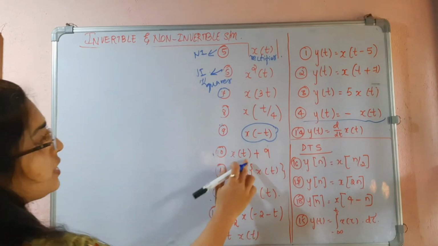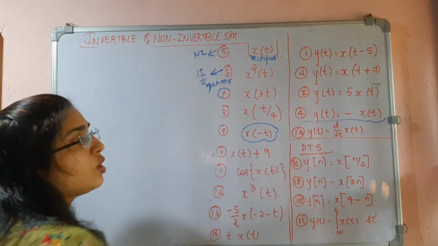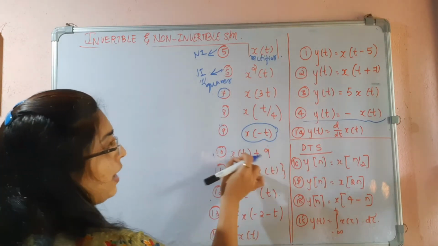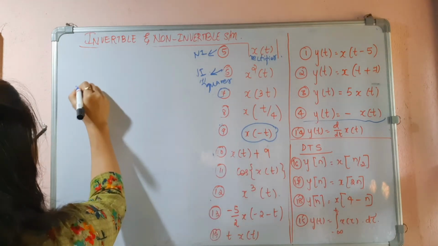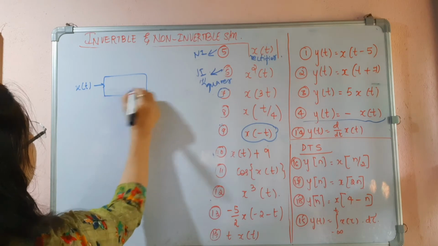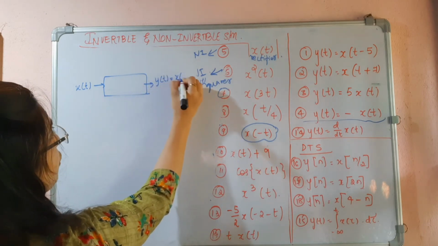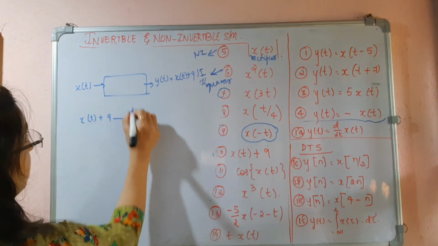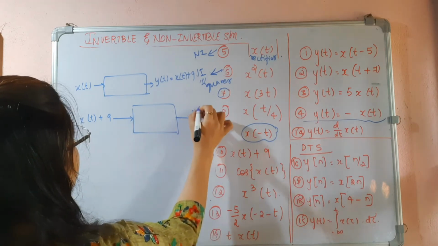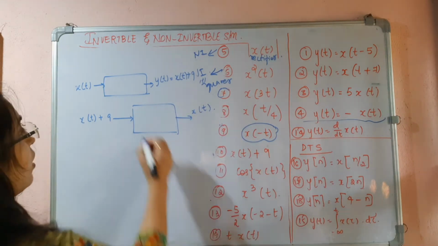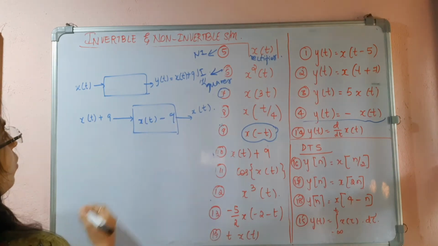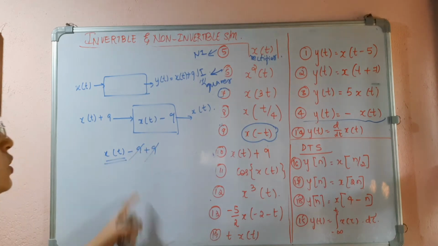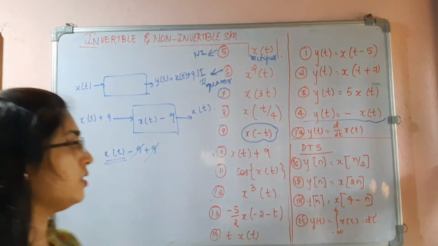Next is y of t equal to x of t plus 9. This is also an invertible system. You can put in different values and check. If x of t produces the output y of t equal to x of t plus 9, and this is given to the inverse system, then to get x of t, what should I do? x of t minus 9. x of t minus 9 plus 9 gives you x of t, right? So x of t minus 9 will be the inverse system.